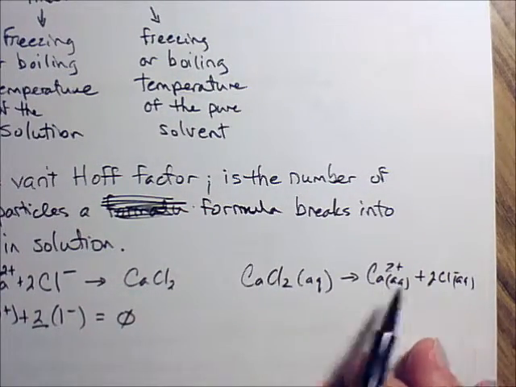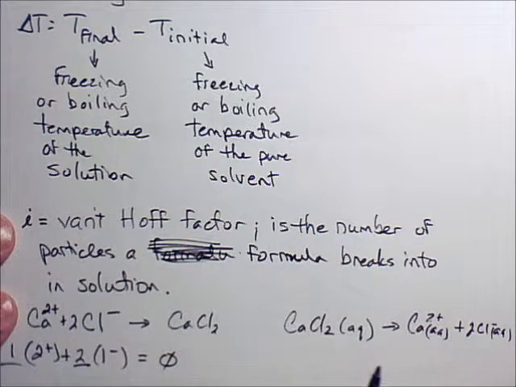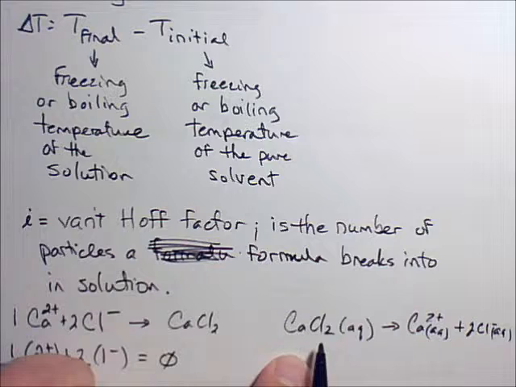This is what we have to do to find the Van't Hoff factor. We have to split it up, just like when we wrote the complete and net ionic equations. The Van't Hoff factor for calcium chloride.